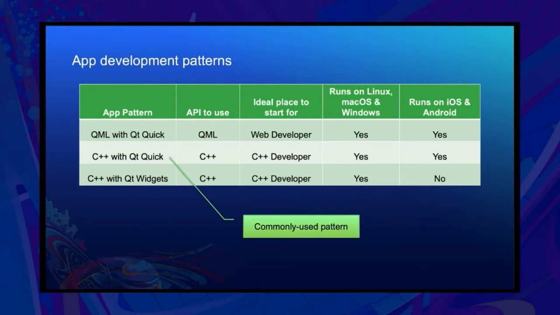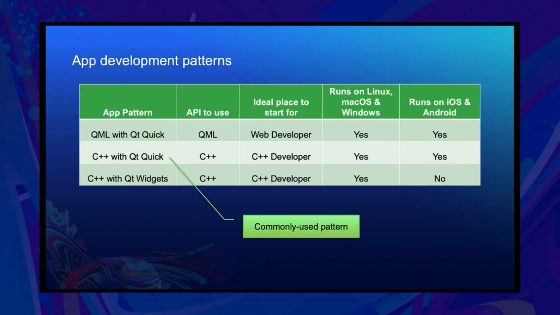The next pattern is the most commonly used pattern, so this is C++ with Qt Quick. So Qt Quick is the UI framework, but you'll use the C++ API for the business logic. This is great for C++ developers. It runs on all platforms as well. The nice thing is that you can write your UI in QML here, but your backend in C++.